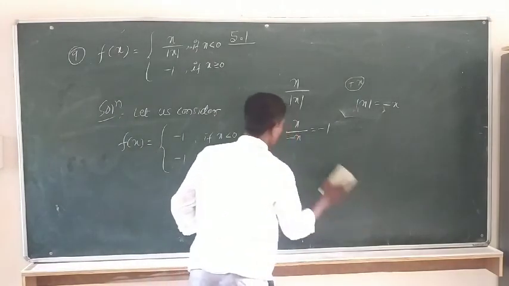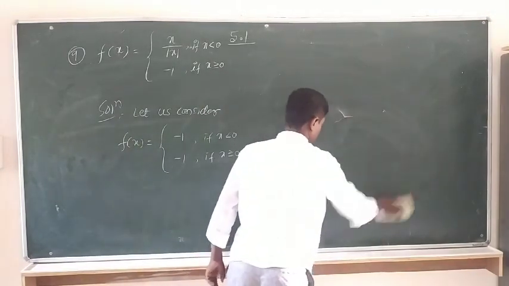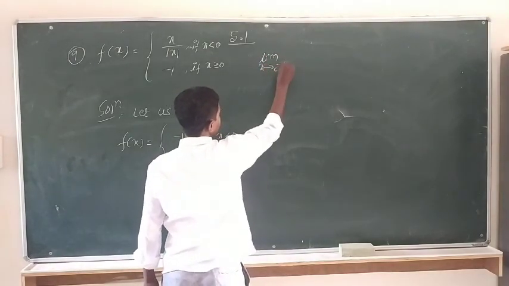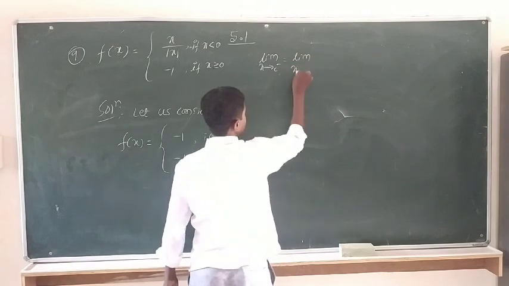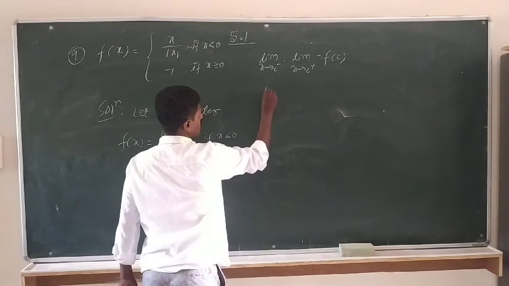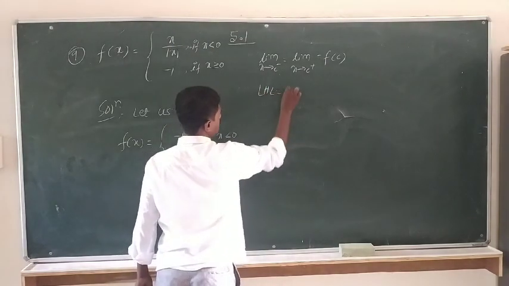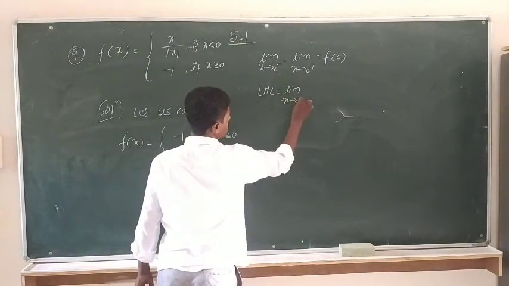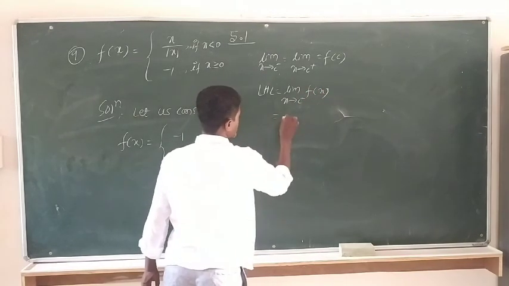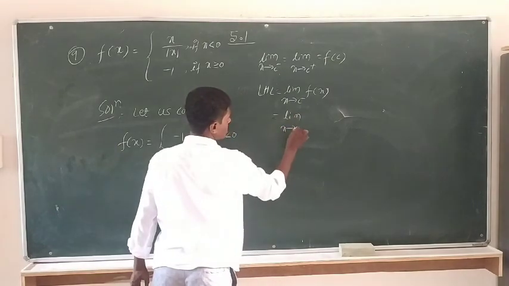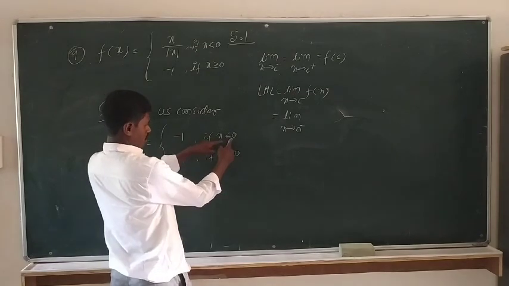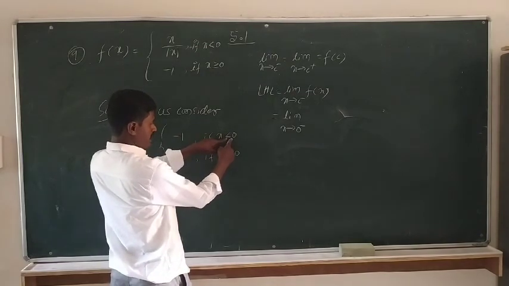So how can we do this here? Limit as x tends to c minus equals limit as x tends to c plus equals f of c. So LHL is equal to limit as x tends to c minus of f of x. So limit as x tends to 0 minus, because the limit is at 0. For LHL we consider x is less than 0.